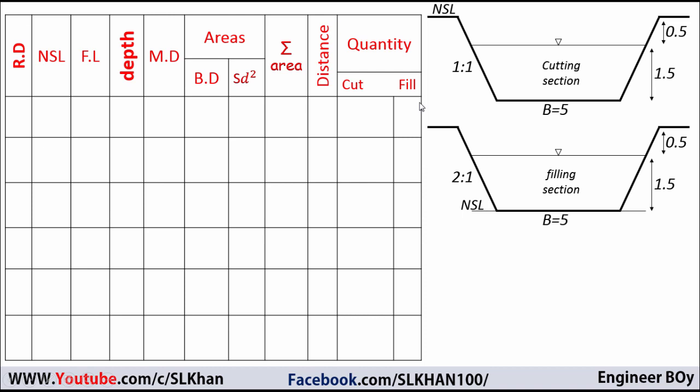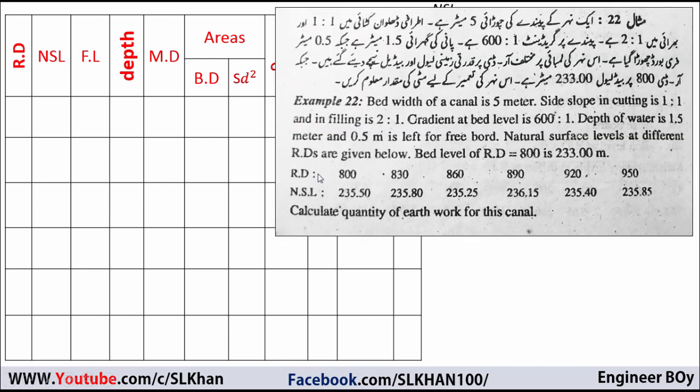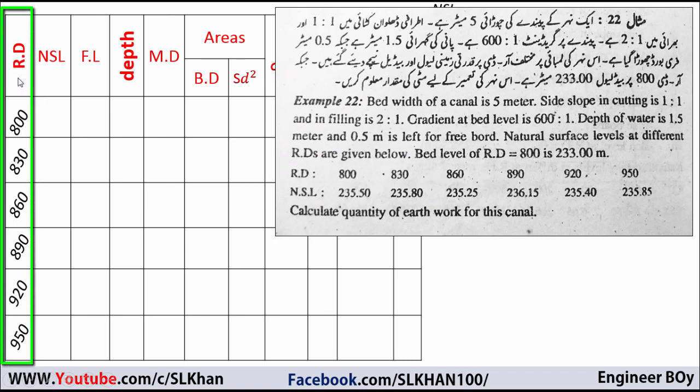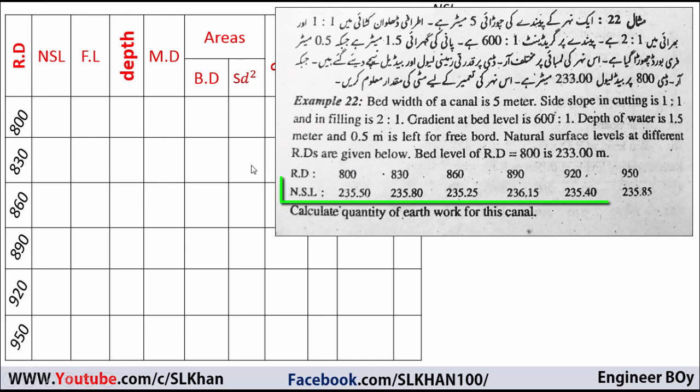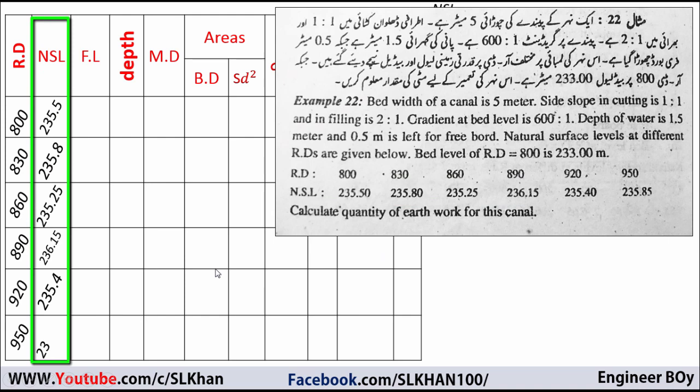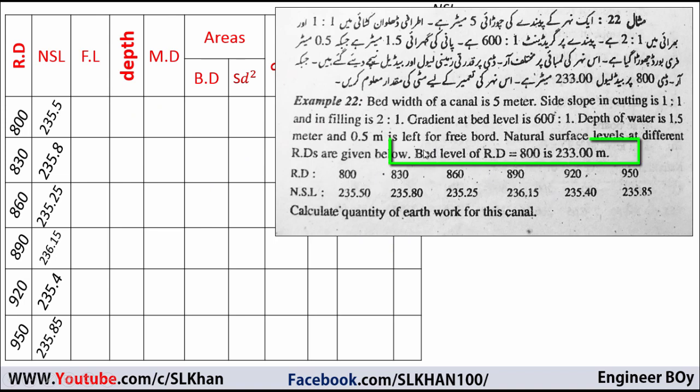So we have what is given in the example: the RDs, which are 800 and 830, at a 30 interval. I'm going to put all these values in this column, the column of RDs. Then the NSL is already given, so I'll put these values in this column as well. Now for FL, we have only one FL, for RD 800. It is given here: the bed level at RD 800 is 233 meters. So this is the formation level at RD 800, and I'll put this value right there.